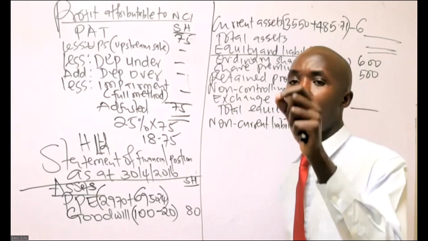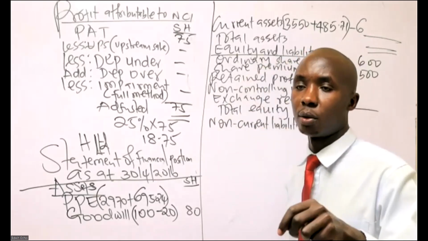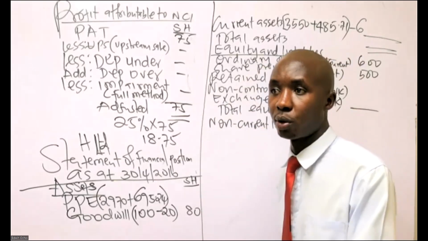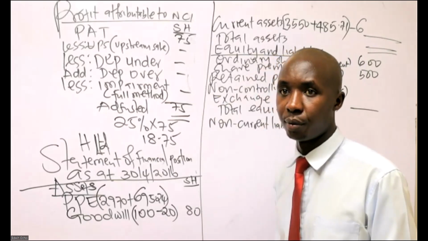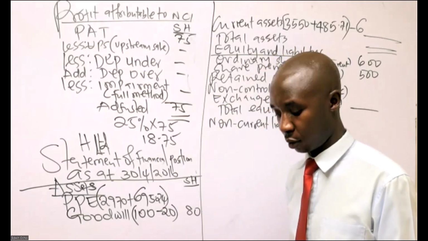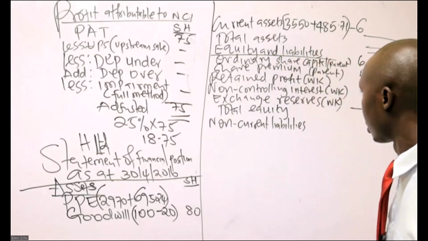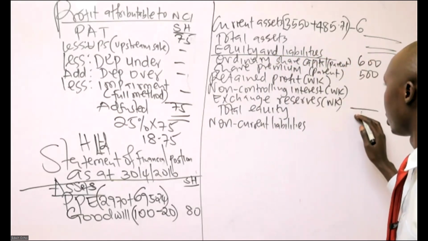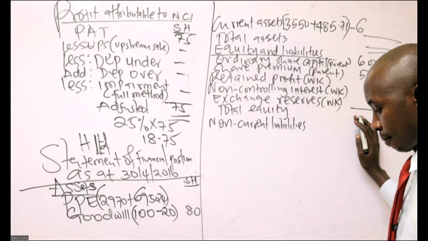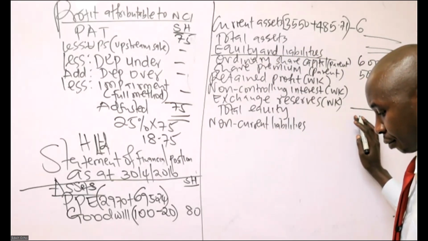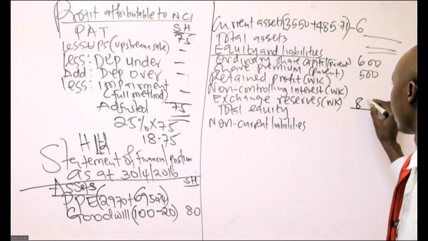I remember we did the one for goodwill and net assets. We combined it and deducted the one which was going to the NCI. The balance was 16.88.75.